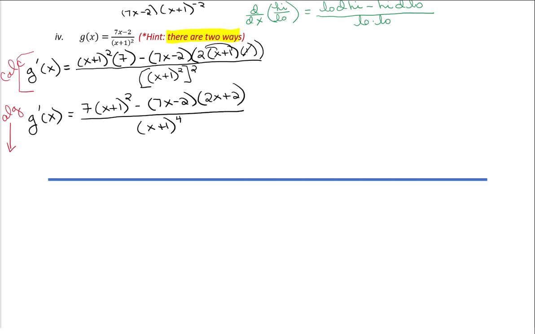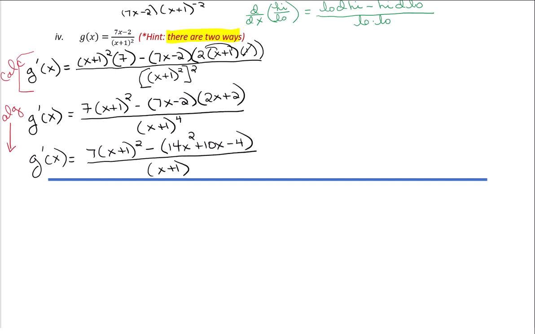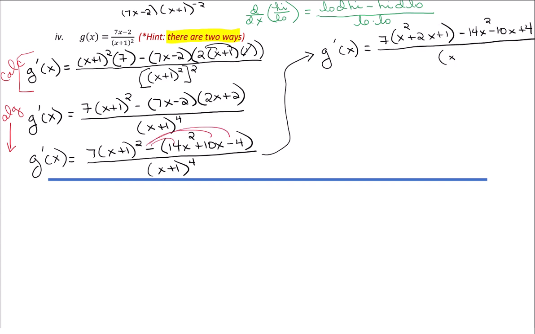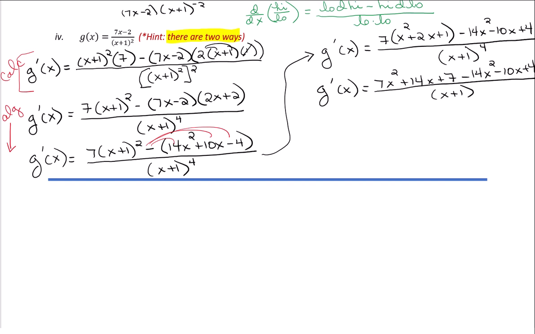Remember our exponent rules. Now let's keep going. After a bunch of algebra, we're left with negative 7x squared plus 4x plus 11, that entire quantity divided by the quantity (x plus 1) to the fourth.